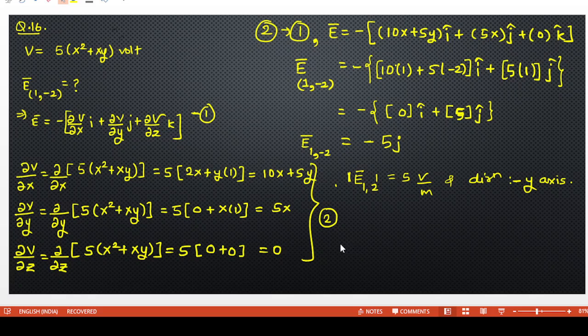Any doubt in this question? This was similar to the previous question. Solve with me. Next example 70.